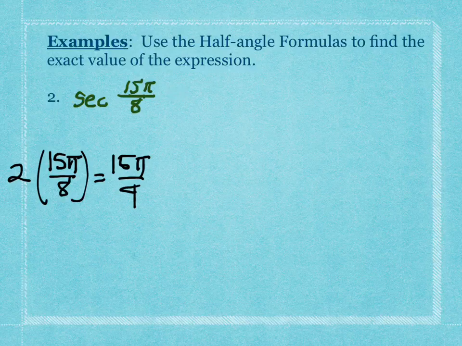Nobody knows. That's great. Awesome. How are secant and cosecant related? Secant and cosine, 1 over. They're reciprocals, right? All right, so let's find cosine of 15 pi over 8.